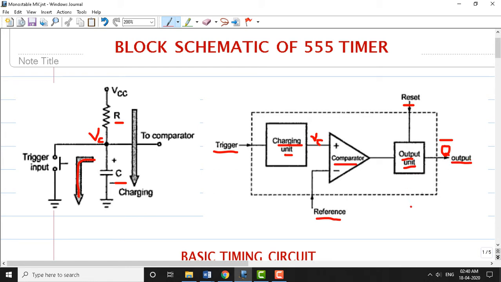Immediately after applying the trigger here, the capacitor starts discharging. Once capacitor starts discharging, voltage across capacitor VC becomes 0. Once voltage becomes 0 here, VC will be less compared to the reference voltage. When VC is less, the output of comparator goes to 0. Once the output of comparator goes to 0, the output of this timer goes to 1 here. So this is how the basic block schematic of 555 timer works here.